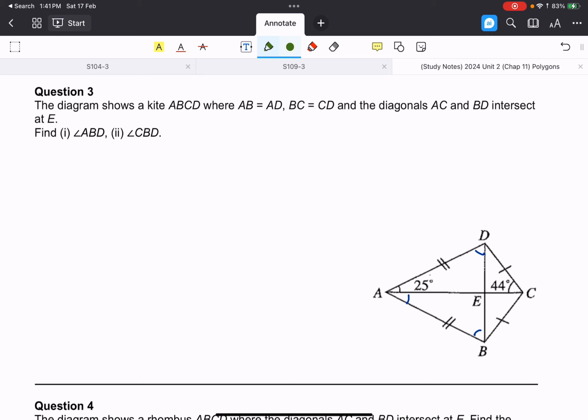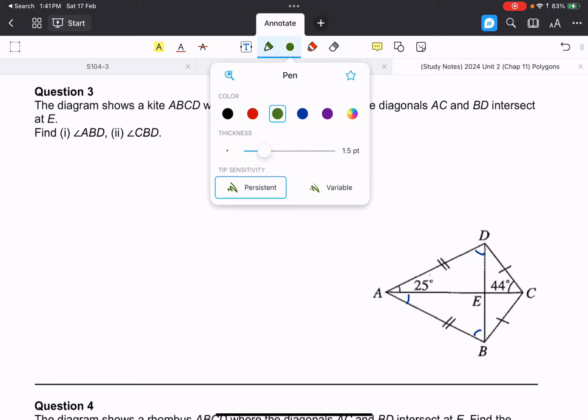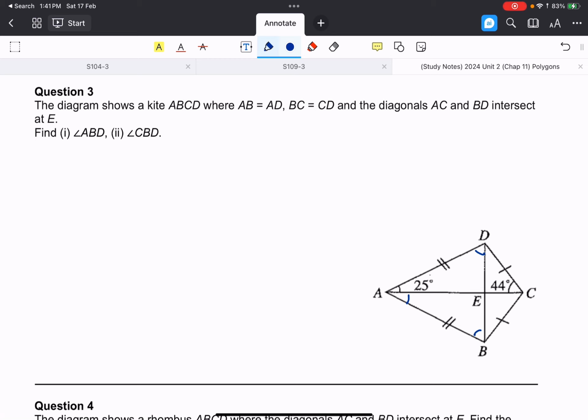And one of the things that we just learned is that the diagonals of the kite are actually perpendicular, right? They form 90 degrees. Because of that property, we can solve this question quite easily. So let's begin. Here we are trying to find angle ABD. So I'm going to mark it out already. Let me clean it out again.